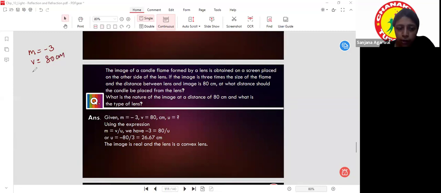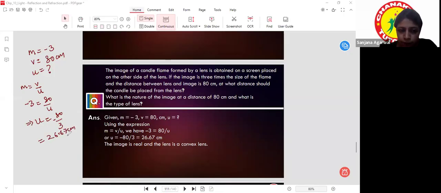At what distance should the candle be placed? We need to find out. Simply, we can use the formula of magnification, which is v by u for a lens. It is minus v by u for mirrors, but it is v by u for a lens. So substitute the value: -3 equals 80 by u. We will get u as 80 by minus 3, that is minus 80 by 3. Please divide, you will get u as 26.67 centimeter. So the object is to be placed there, as the image is real and the lens is a convex lens.